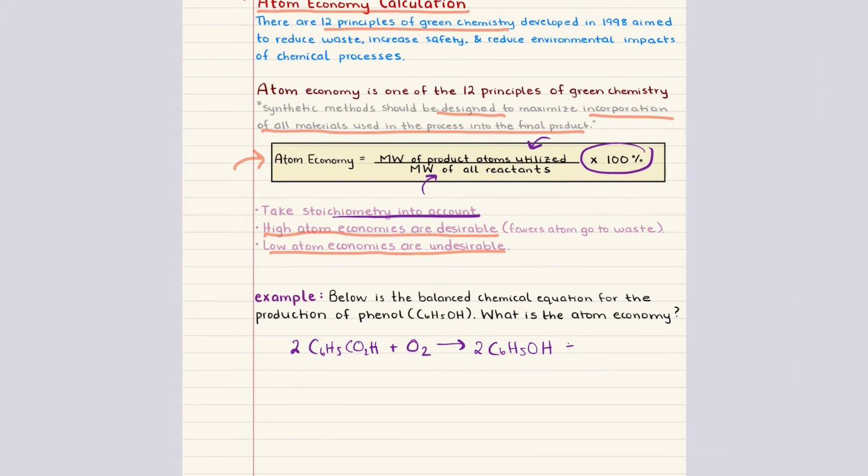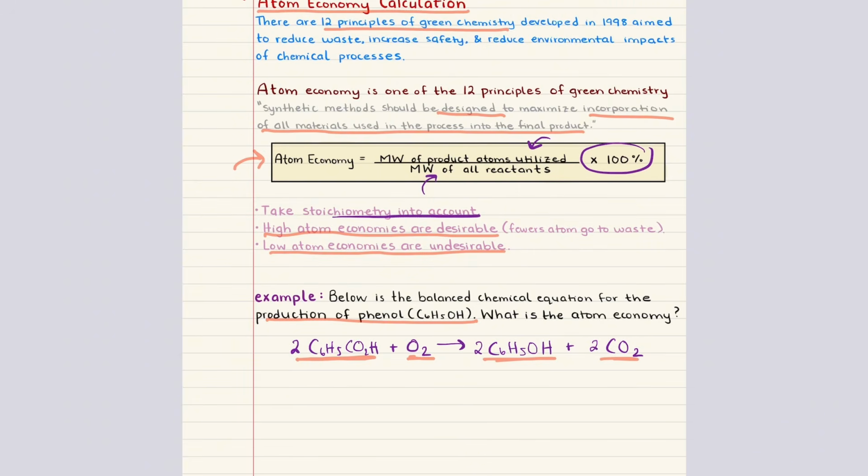So to see how this works in practice, let's walk through the production of phenol. The balanced equation shows that 2 moles of benzoic acid react with 1 mole of oxygen to produce 2 moles of phenol and 2 moles of carbon dioxide.